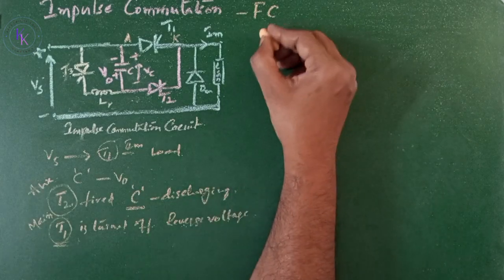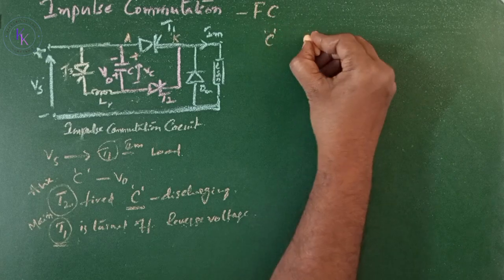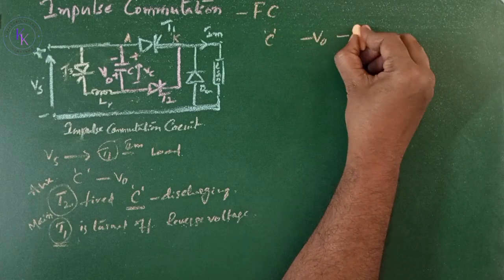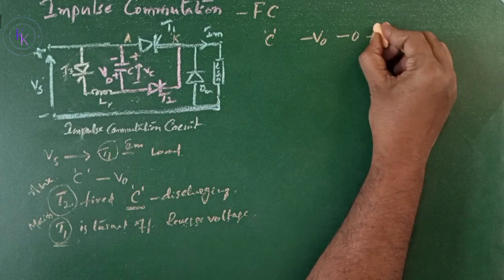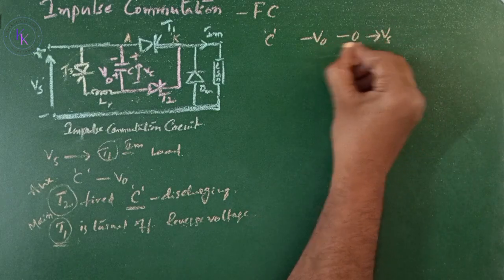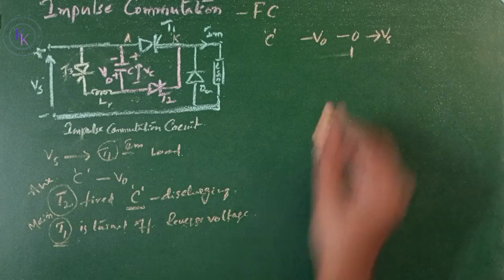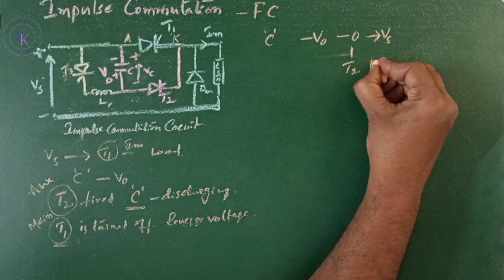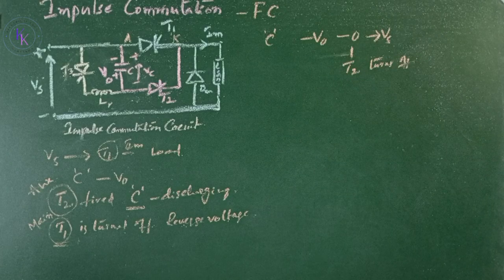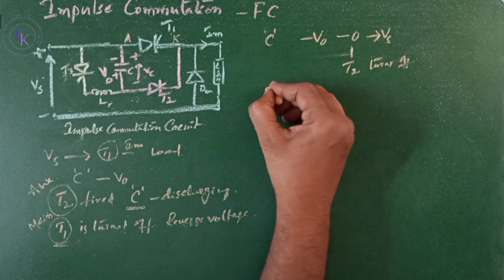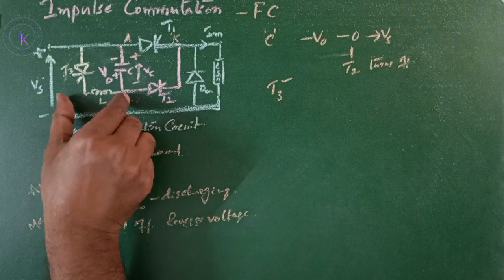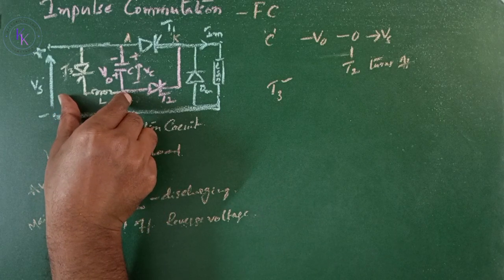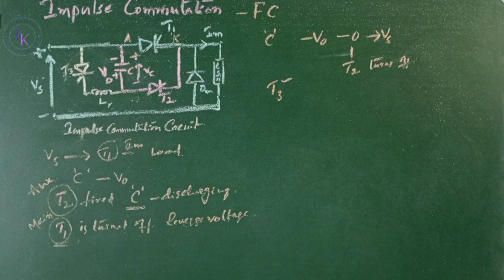Now, the capacitor starts discharging its voltage from minus V0 to 0 and then charges to the DC input voltage Vs. When the capacitor voltage becomes 0, at this time the thyristor T2 turns off. To make this capacitor come to the initial position, the thyristor T3 is triggered. Now, when you closely observe this part of the circuit, it looks like a self-commutated circuit.